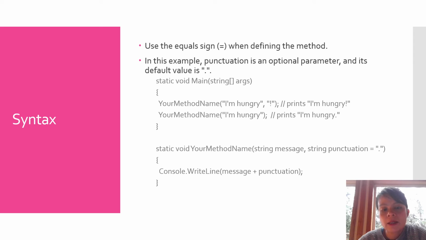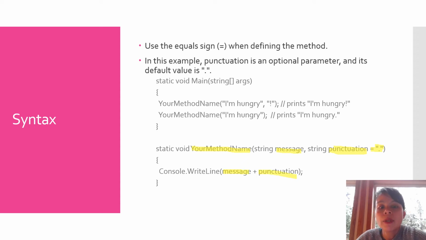So here we go, this is your method name. Okay, so this is your method. And you have the parameter message and you have the parameter punctuation, and both of them are strings. Okay, but for punctuation, you have a default value that you defined here. Okay, there we go. So you have a default value. And anyways, the code that's going to be executed is going to print message and punctuation.